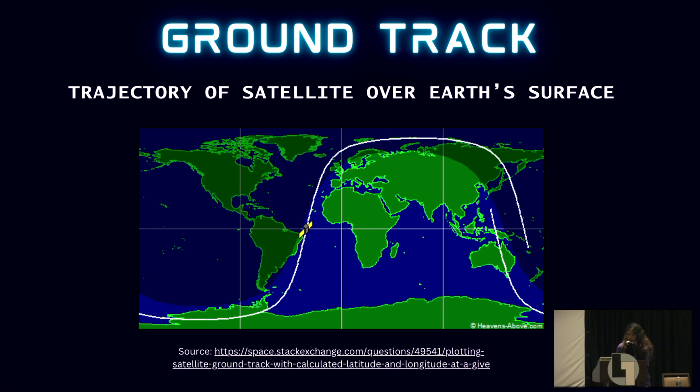As for understanding the trajectory of a satellite, the ground track is a best reference to understand where it is going over time and what countries or what locations it will be passing later on within its orbit.